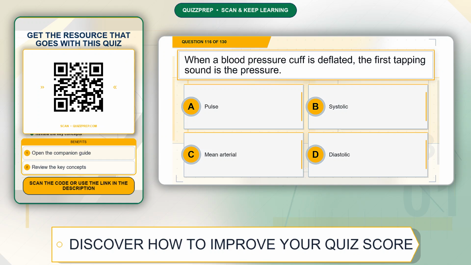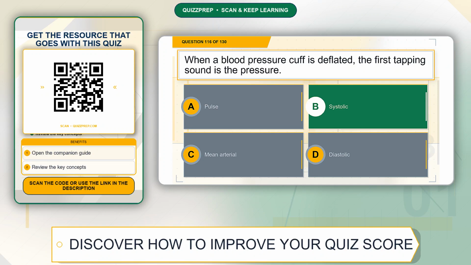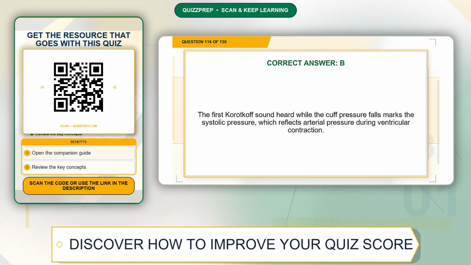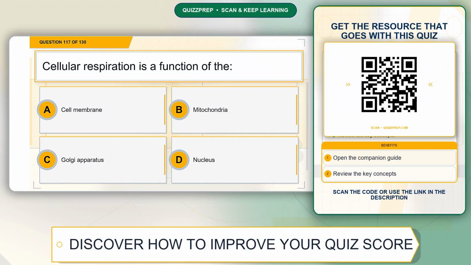Question 116. When a blood pressure cuff is deflated, the first tapping sound is the pressure. Option A, pulse. Option B, systolic. Option C, mean arterial. Option D, diastolic. The correct answer is option B, systolic. Explanation: the first Korotkoff sound heard while the cuff pressure falls marks the systolic pressure, which reflects arterial pressure during ventricular contraction.